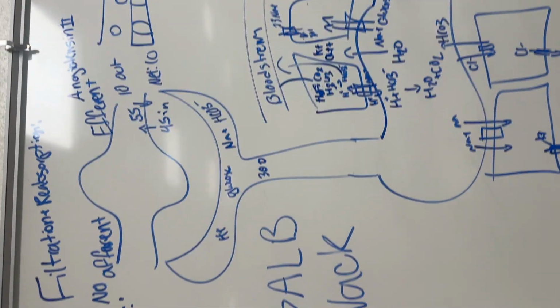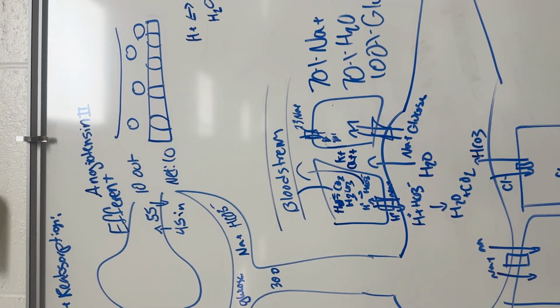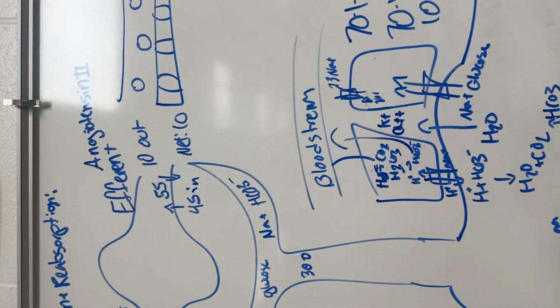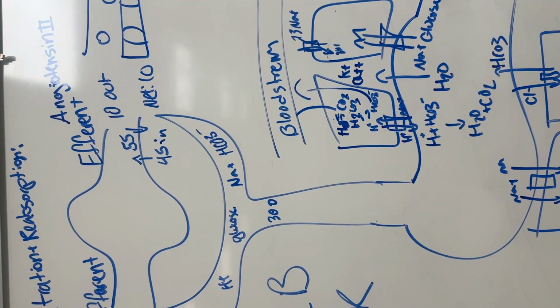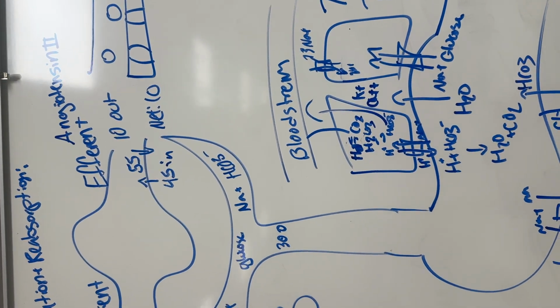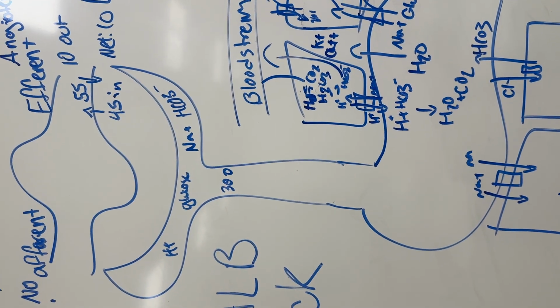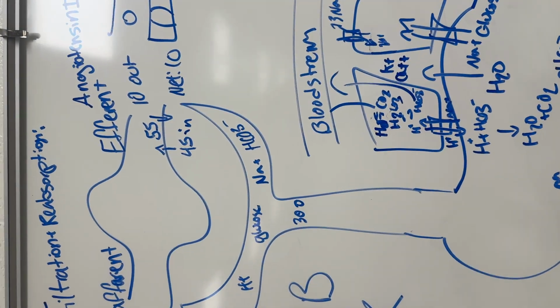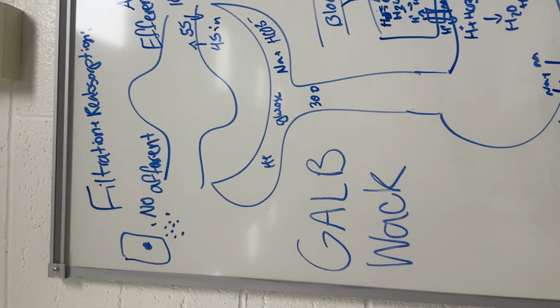And in the glomerulus, we have a capillary hydrostatic pressure of 55, which can be influenced by our blood pressure. We have a pressure of 45 coming in, which is made up of our oncotic pressure and then our hydrostatic pressure of Bowman's capsule. So this results in an overall pressure of 10 going out of the glomerulus.